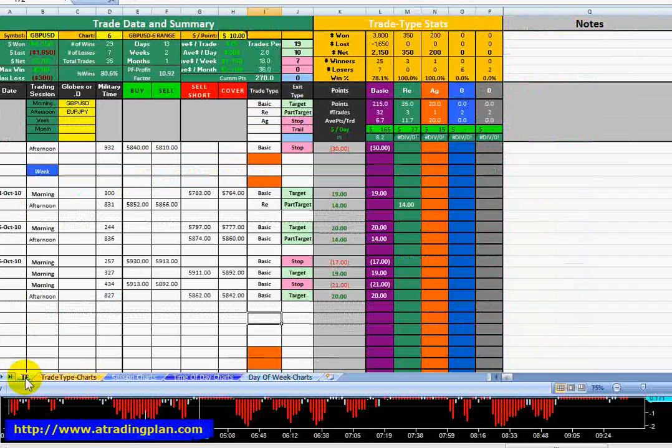So overall, not bad, huh? Just trading it really, really simply. There's been a few trailing opportunities that we haven't taken, trying to keep this nice and simple.